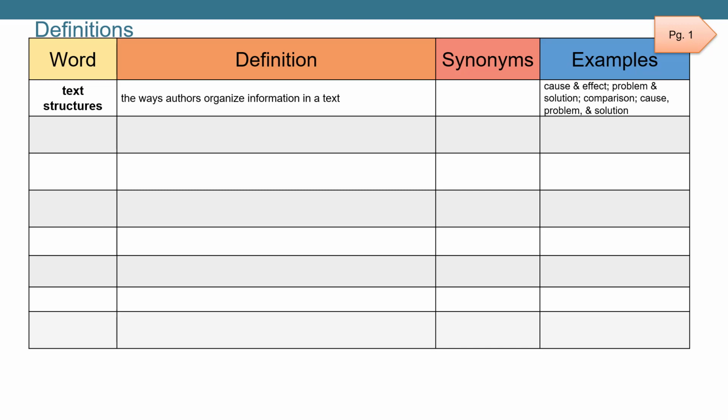Text structures are the ways authors organize information in the text. There are no real synonyms for this, but some examples are cause and effect, problem and solution, and comparison.